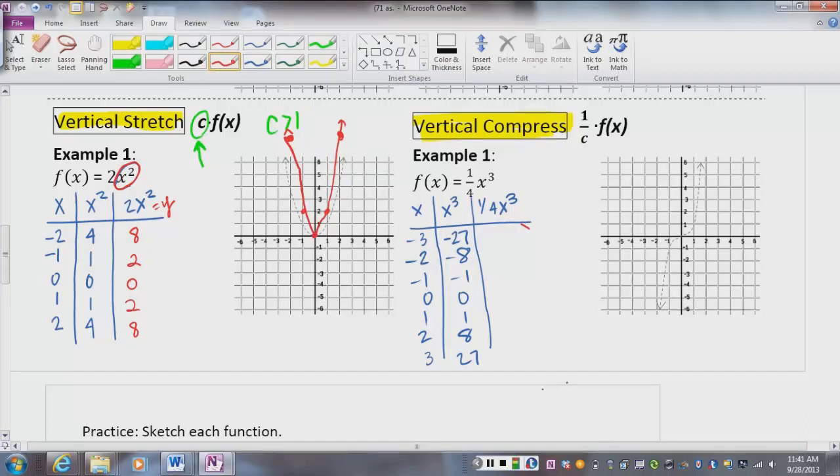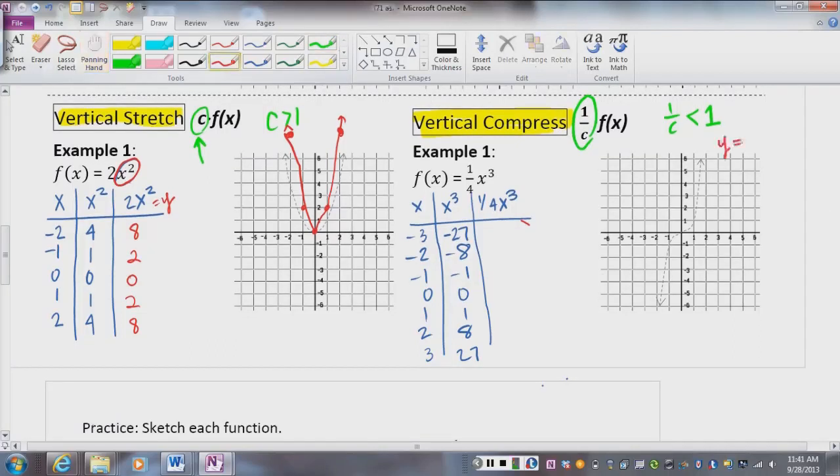Let's look at the vertical compression. Notice, if the number I'm multiplying my function by is less than 1, my function is going to grow at a slower rate. Now the parent function for this graph is y equals x cubed, which makes that graph, but we're going to slow it down. For this example, we are multiplying it by 1/4.